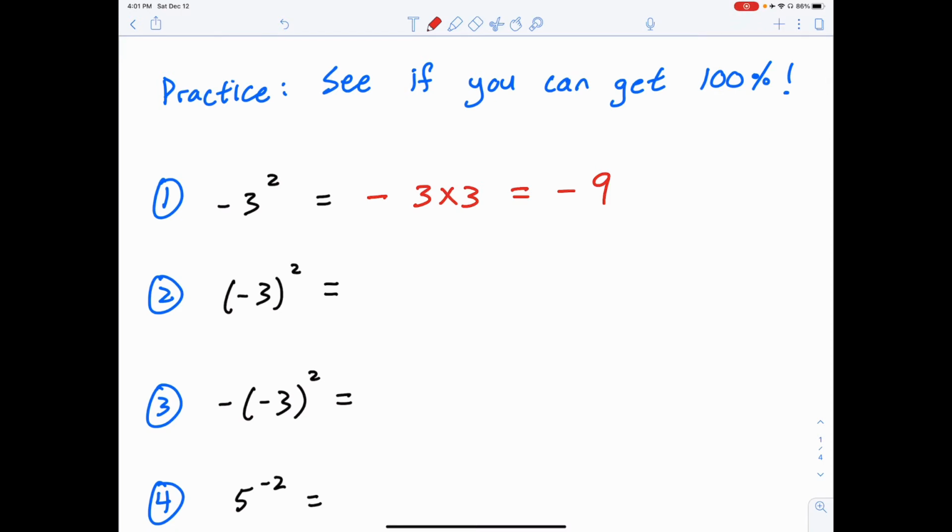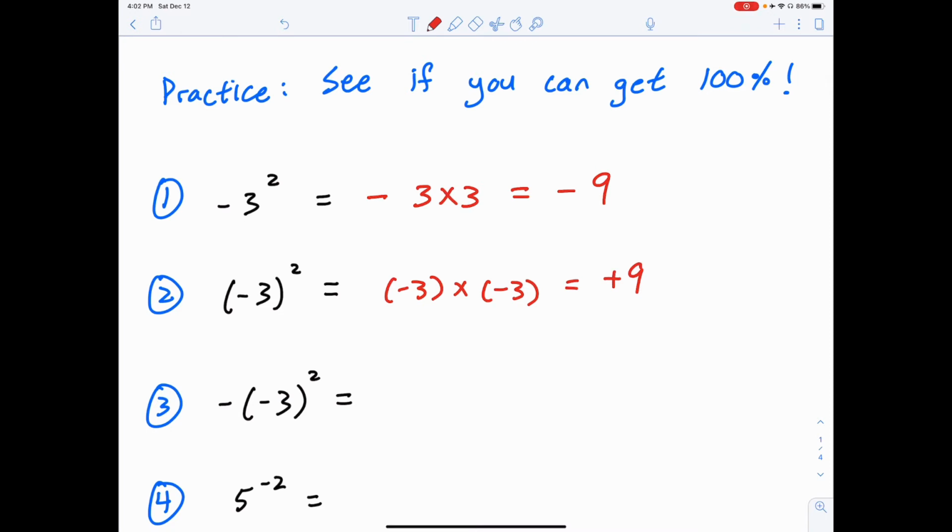Let's take a look at example number 2. Notice that in this one, you have -3 in brackets, and then that's being squared. So the base is actually acting on everything in the bracket this time. So this would be -3 times -3. So this would give us +9.